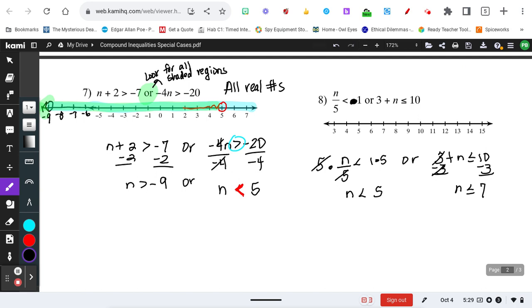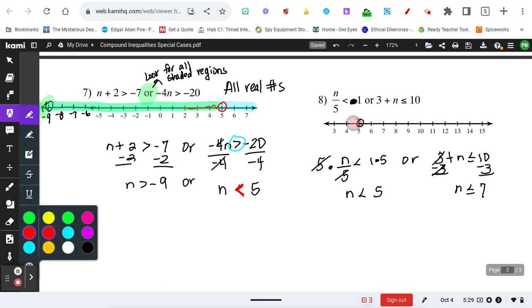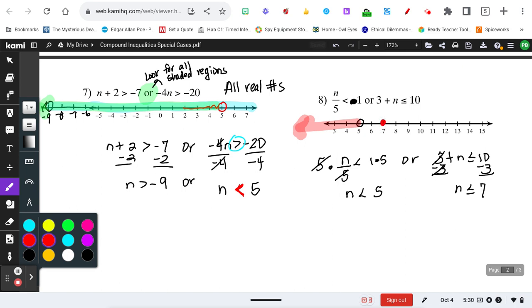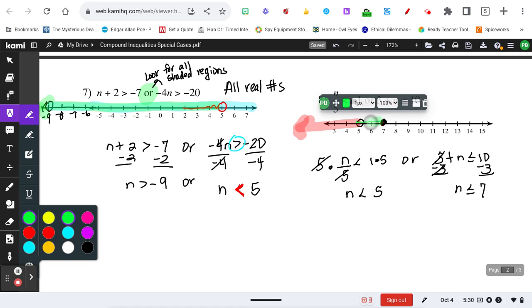So I'm looking for everything less than 5. Okay. That's everything less than 5. And then I'm looking for everything less than or equal to 7. So here's 7. Do it in black. But I need everything less than that. Okay. All these are less than, I'm trying to go with the highlighter. All that's less than 7.